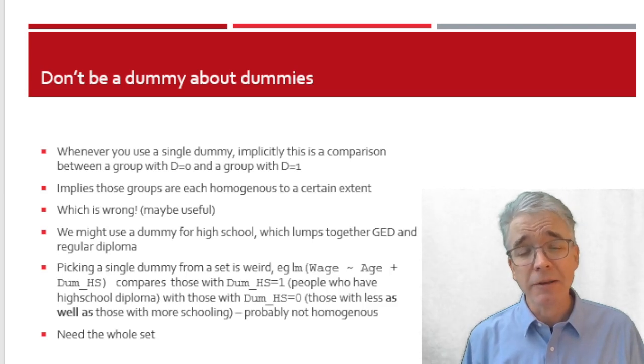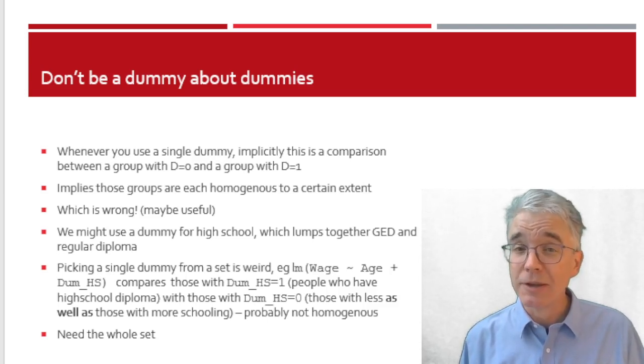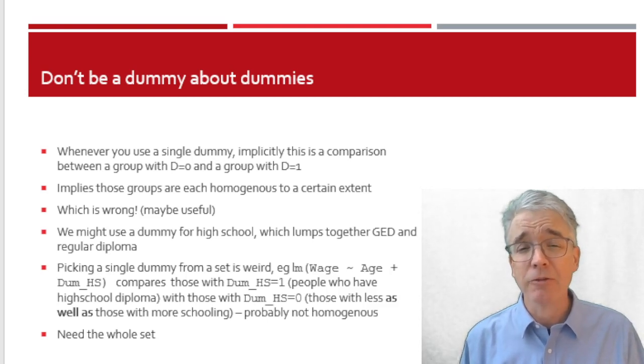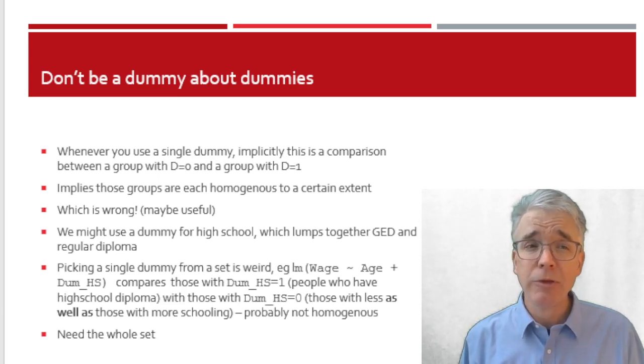To remind, and it's worth saying again and again, don't be a dummy about dummies. A single dummy variable is implicitly a comparison between the group with the dummy variable equal to 0 and the group with the dummy variable equal to 1. That implies those groups are each homogeneous to a certain extent. Obviously, that's precisely false. There's an old saying that all models are wrong, but some are useful. This assumption of two groups each being homogeneous is of course wrong, but it may be useful. But it shouldn't be too crazy wrong.